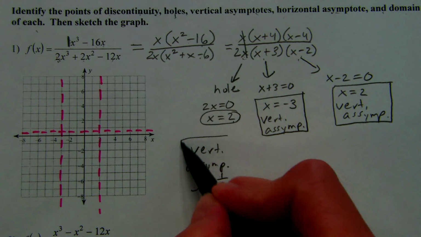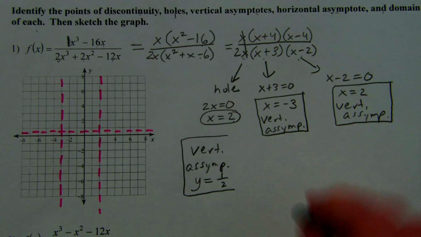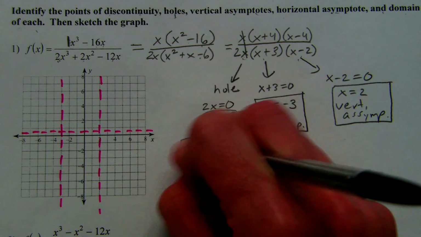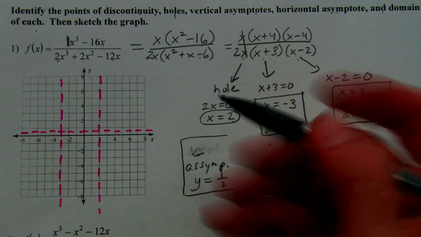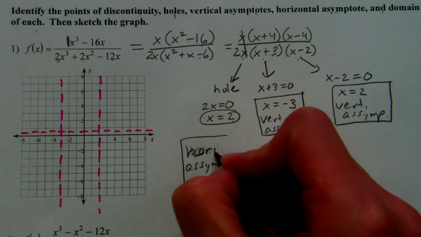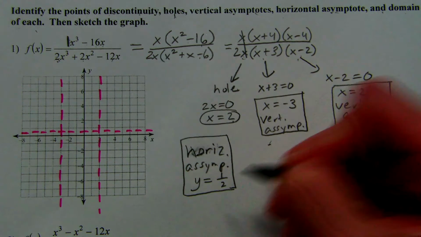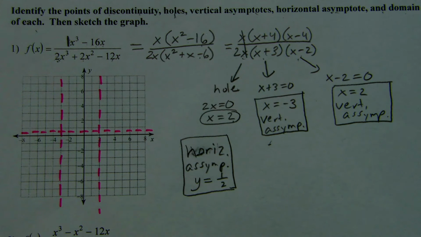So there we have the I'm sorry, I called it vertical. I meant to say horizontal. Did I say horizontal? No, you said vertical. I meant horizontal. The horizontal All right, so the horizontal asymptote at 1/2.